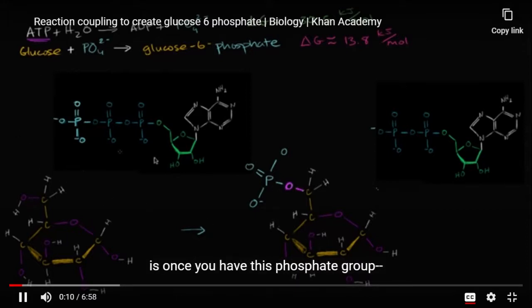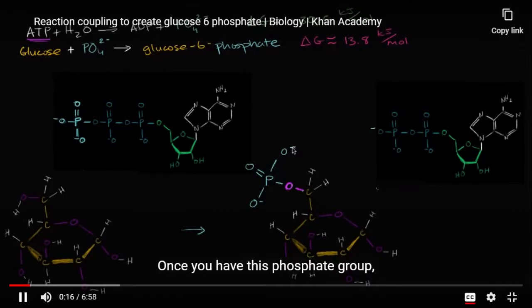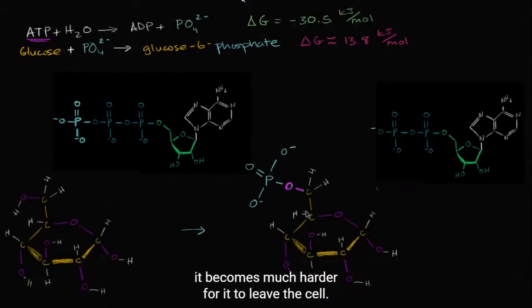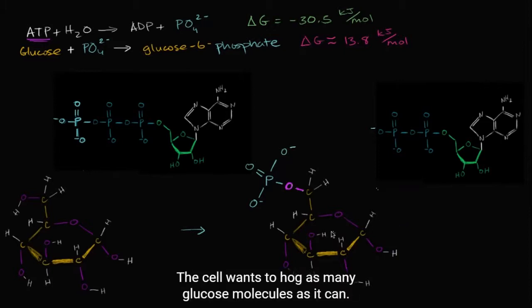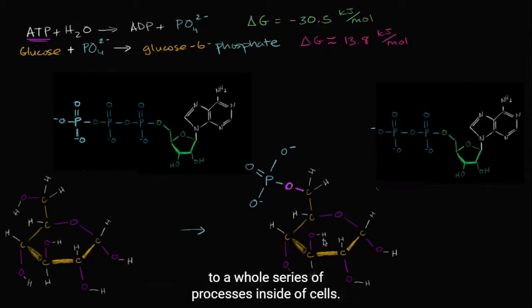Phosphorylate, and the reason why is once you have this phosphate group, let me try and put that charge right over there. Once you have this phosphate group, or once you have this negative charge on this glucose 6-phosphate, it becomes much harder for it to leave the cell. The cell wants to hog as many glucose molecules as it can. When the glucose isn't charged, it's able to pass through the cellular membrane, but then once it becomes phosphorylated, it's going to stay in the cell. And glucose 6-phosphate right over here, this is a very important input to a whole series of processes inside cells.